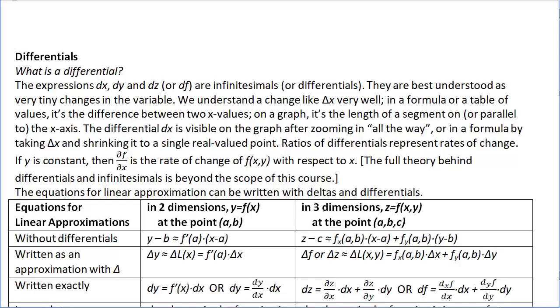So now we have, so just take the delta statements and turn them into d statements. dy equals f prime of x dx. And of course, if we get rid of our prime notation, we can just write dy equals dy over dx times dx.